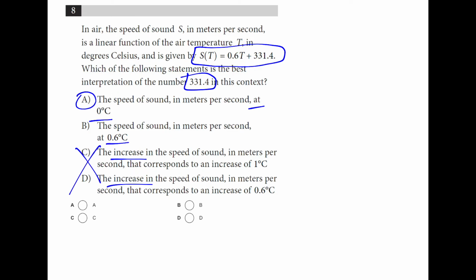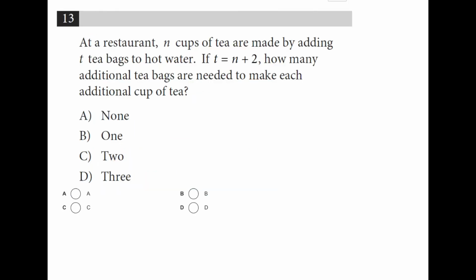This one's tricky because we have a starting value of 2, and then every time t goes up by 1, n goes up by 1. So our answer is just 1. If you plugged in some numbers and played around with it, you would see that every time you add an additional tea bag to this amount after your starting value, your cups of tea goes up also by 1.